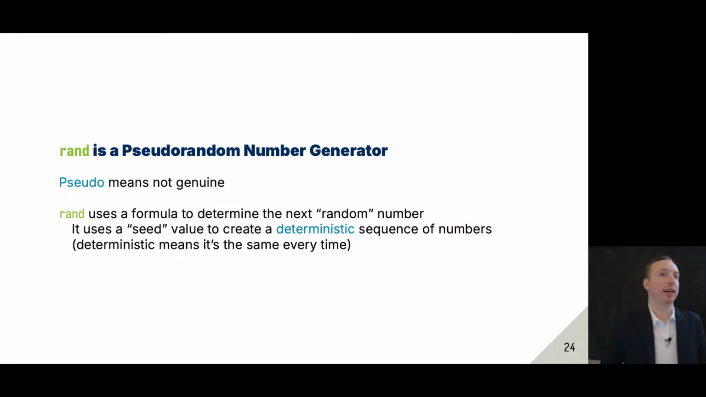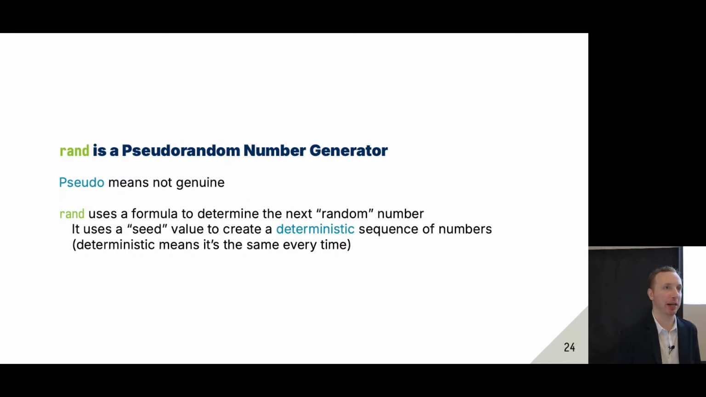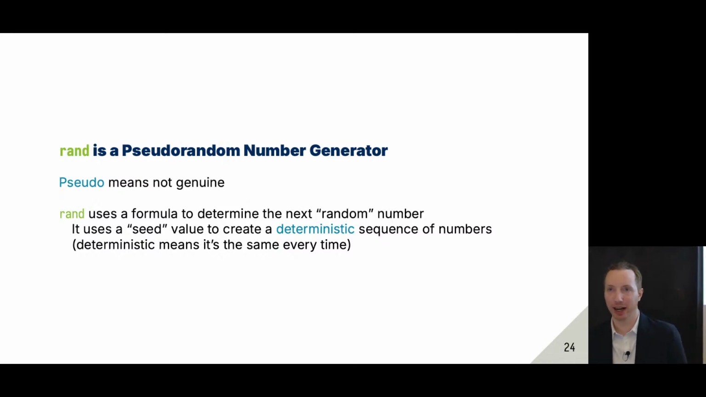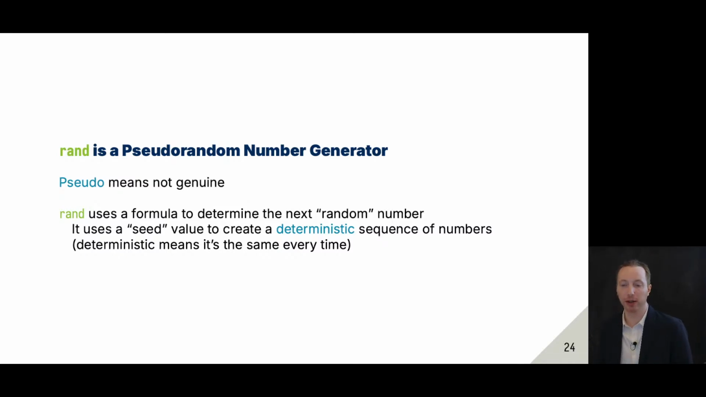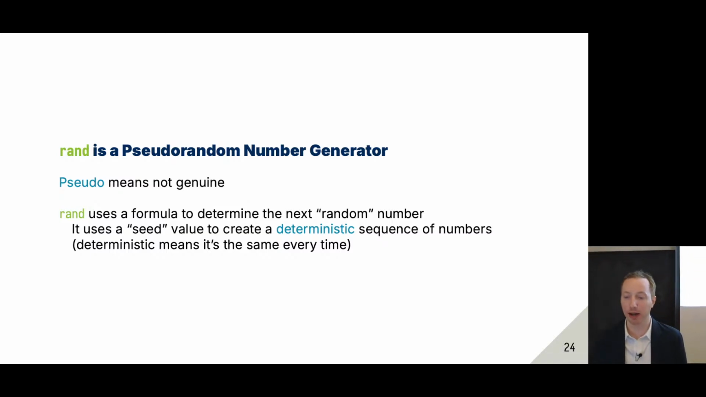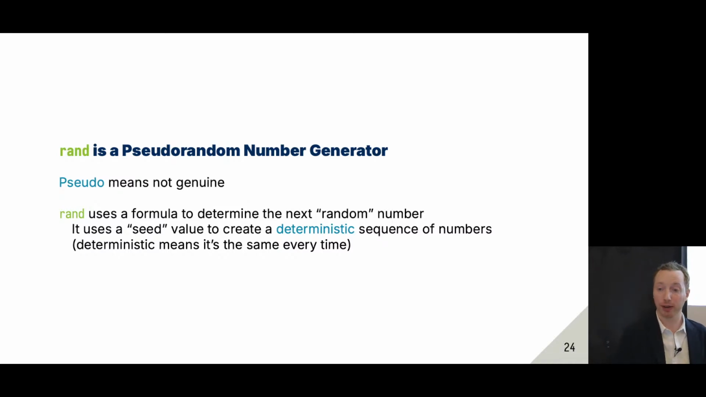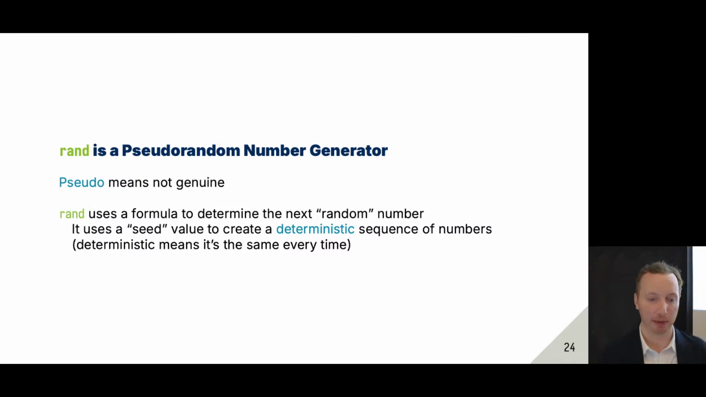So rand is not actually random. It's something called a pseudo-random number generator. Pseudo is just a word meaning not genuine. It's fake, it's not actually real. So rand uses some mathematical formula to generate the next quote-unquote random number. It uses a seed value, and it creates a deterministic sequence of numbers whenever you call rand. Deterministic is just another fancy word that we're introduced to in this course. That just means it is the exact same every single time.